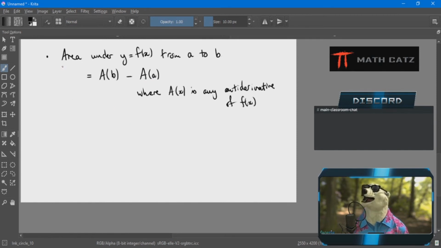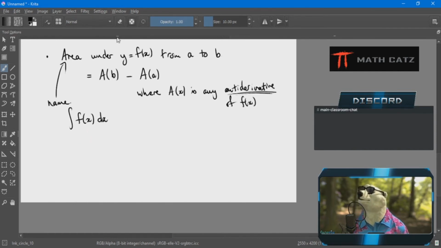Now it would be nice to give this a name, just so I don't write out area under f of x from a to b every single time. And because this area is so closely linked to the antiderivative, I want to have a name that is similar to the name of the antiderivative, the indefinite integral. But it's not the same, right?